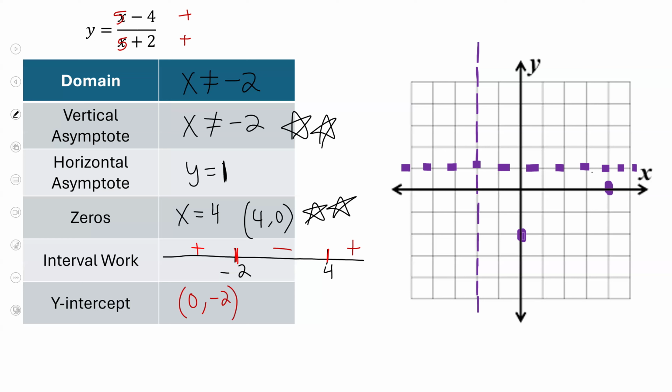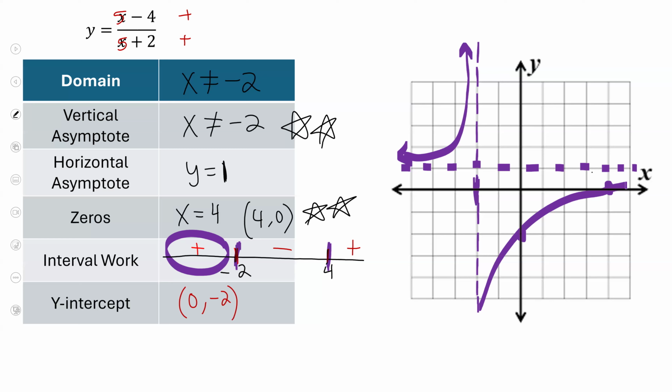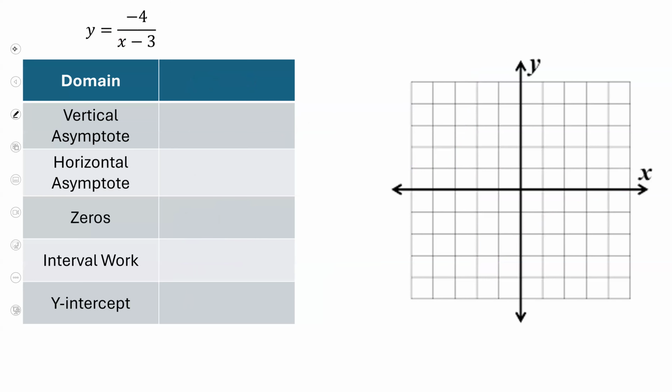We're going to use our intervals. I know when I am less than -2, I need to be positive. So my graph will be up here. Between -2 and 4, I'm going to be negative. But after 4, I become positive. That's why I go up here towards the asymptote. So you try this one.